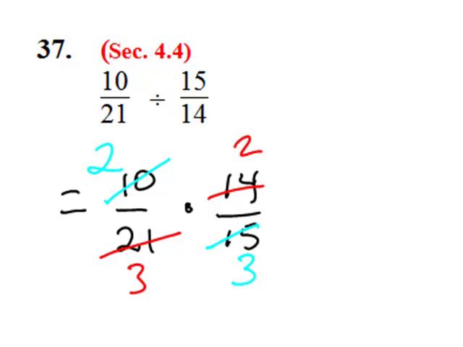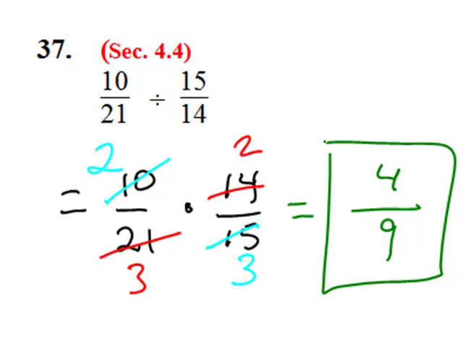That color's a little bit hard to read. Hopefully it won't be an issue. But in the end, let's see what we've got here. 2 times 2 is 4. 3 times 3 is 9. And we look to see if that can be simplified any further. But no, it cannot. They have nothing in common. So there is the answer.